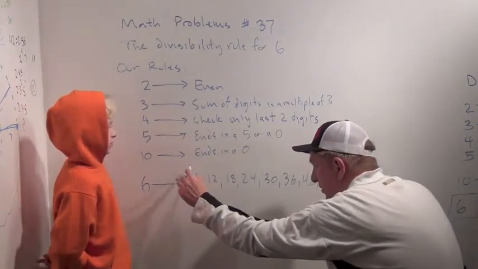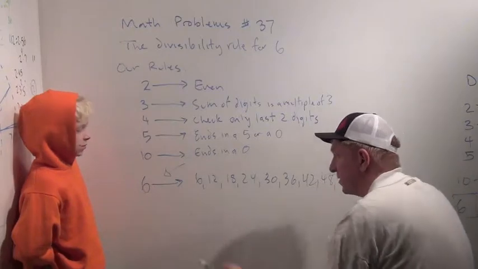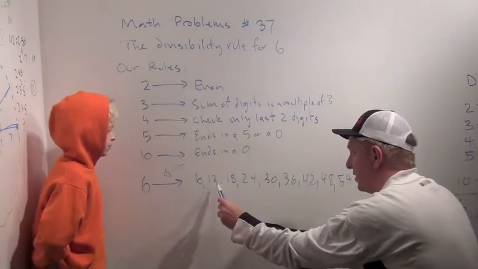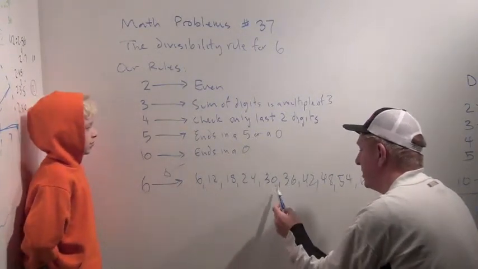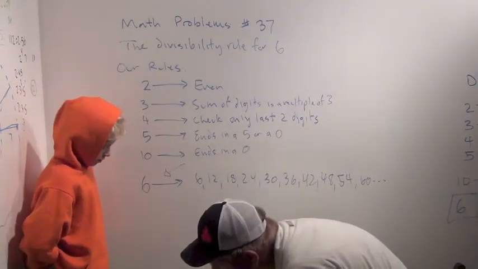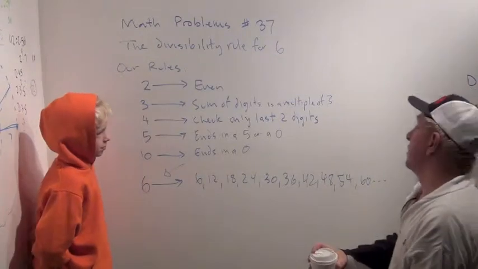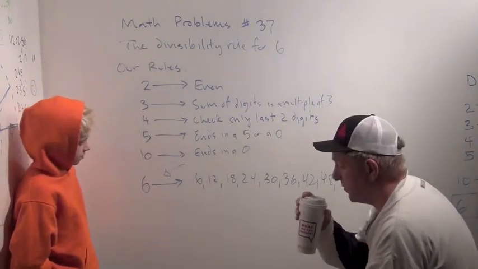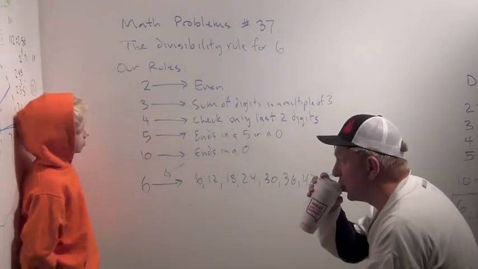But now we're going to look at multiples of 6. So here's a few just to start: 6, 12, 18, 24, 30, 36, 42, 48, 54, 60. Okay, so let's see if we can figure out, is there a rule for multiples of 6?